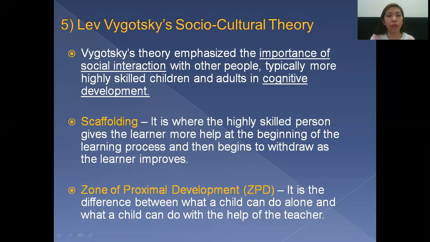Next, we have Lev Vygotsky's socio-cultural theory. He emphasized the importance of social interaction with other people, typically more highly skilled children and adults, in cognitive development. Scaffolding is where the highly skilled person gives the learner more help at the beginning of the learning process and then begins to withdraw as the learner improves. The zone of proximal development is the difference between what a child can do alone and what a child can do with the help of the teacher.